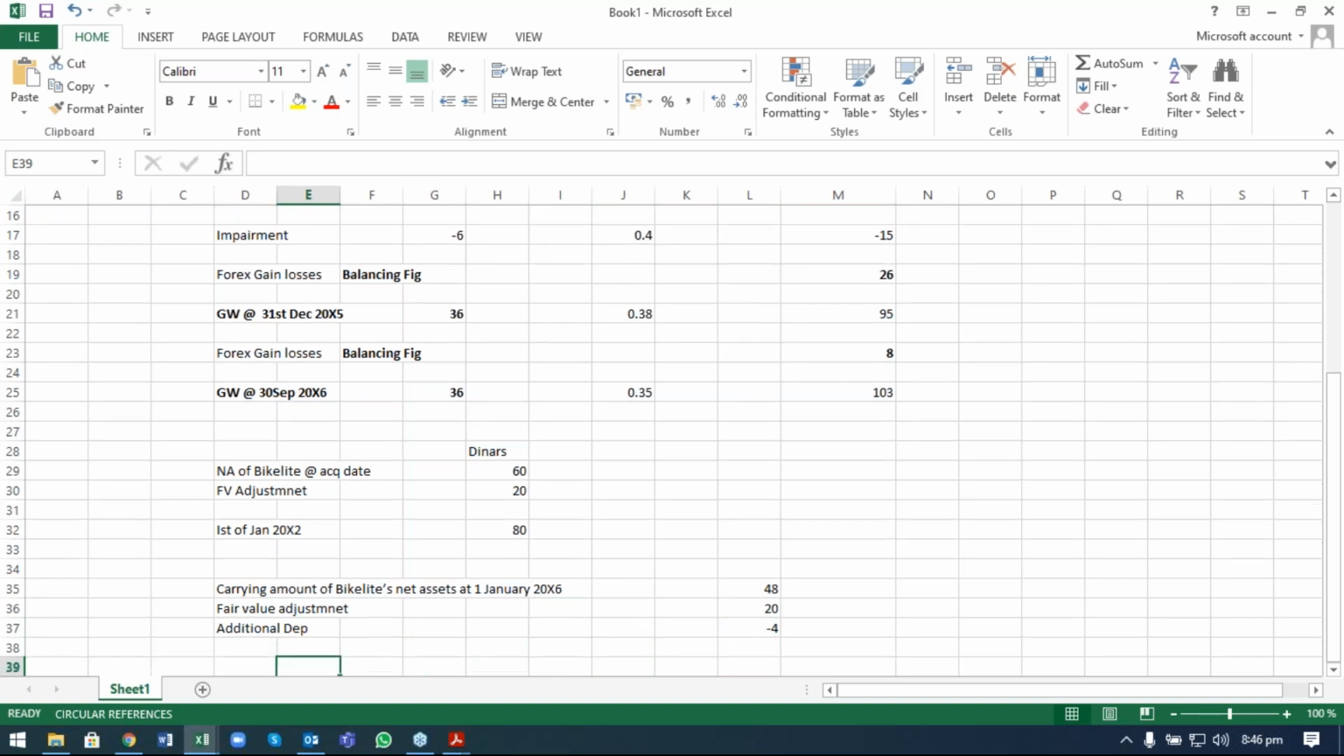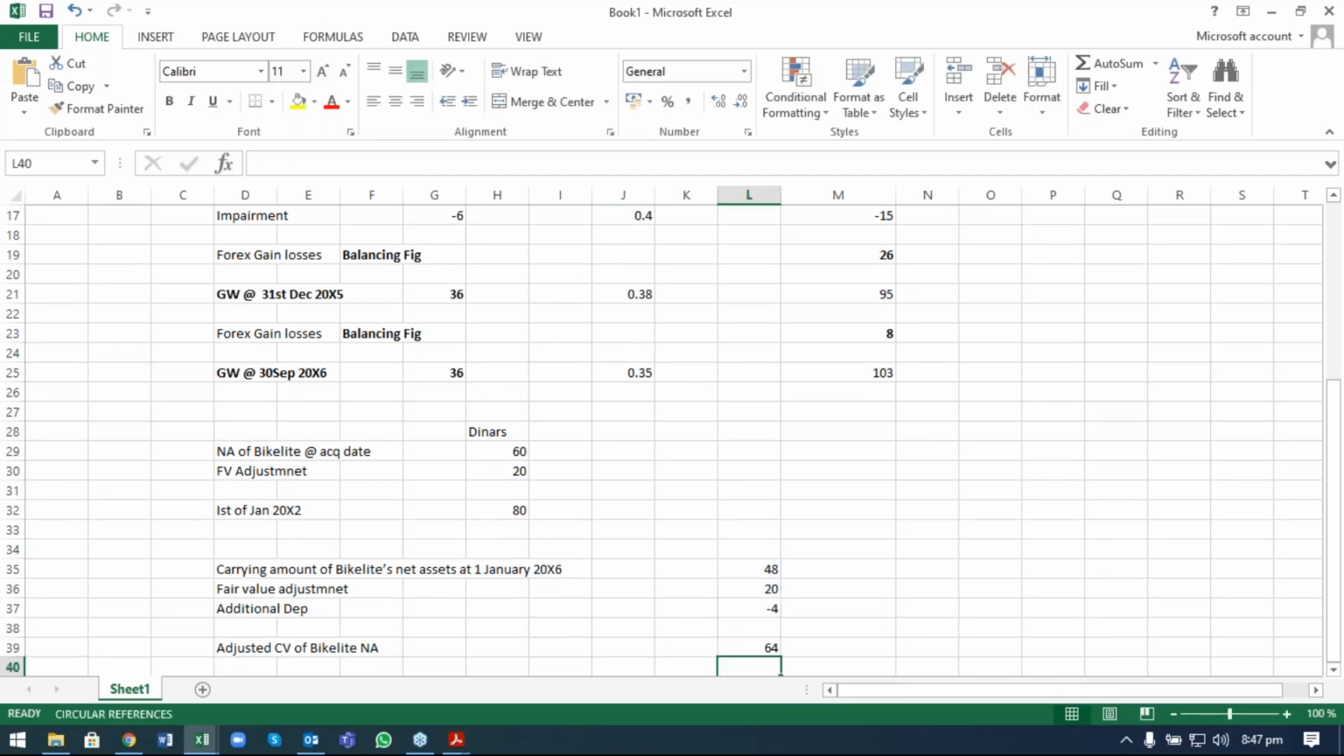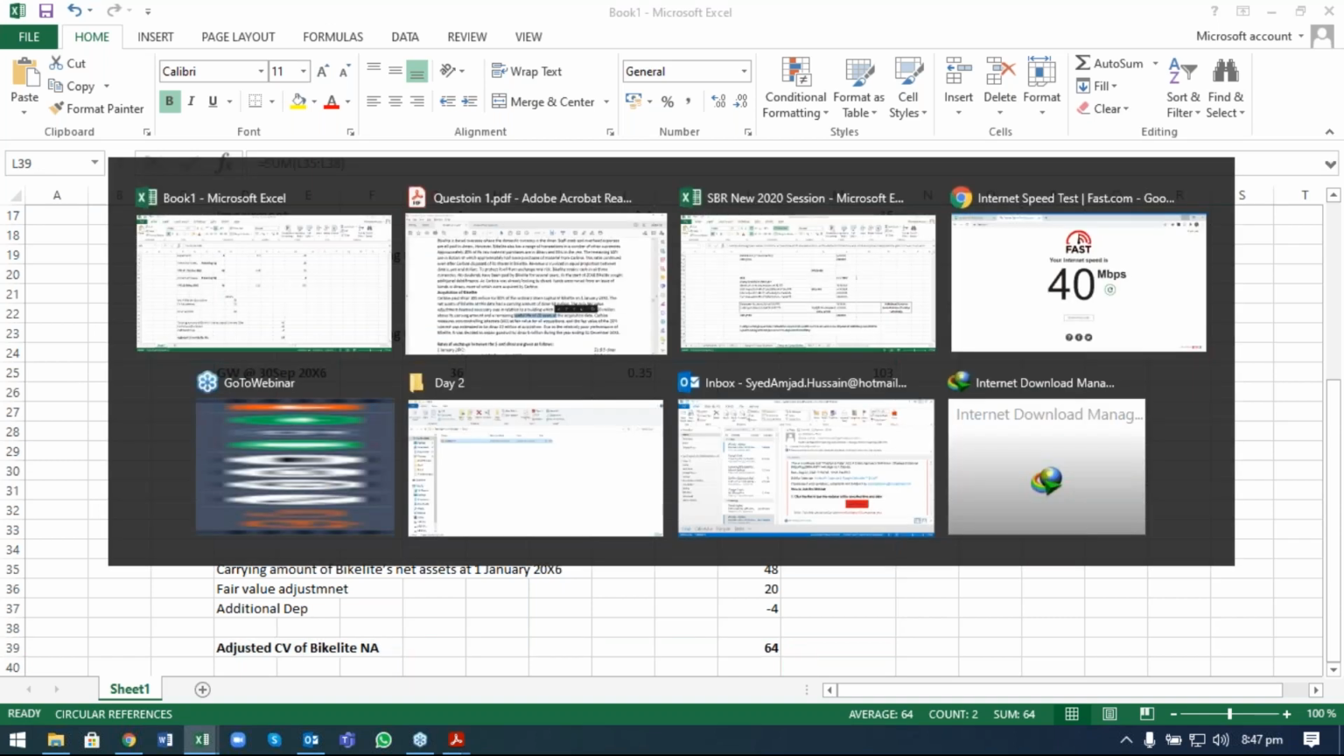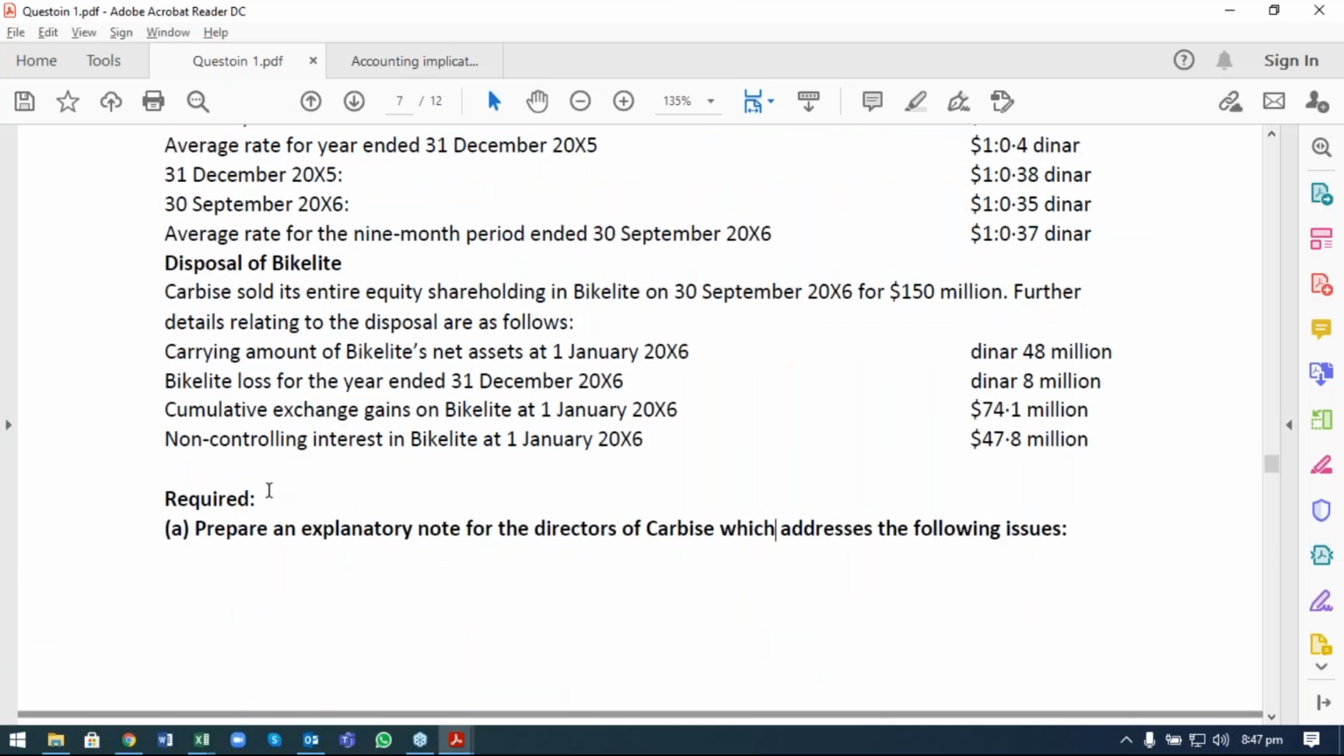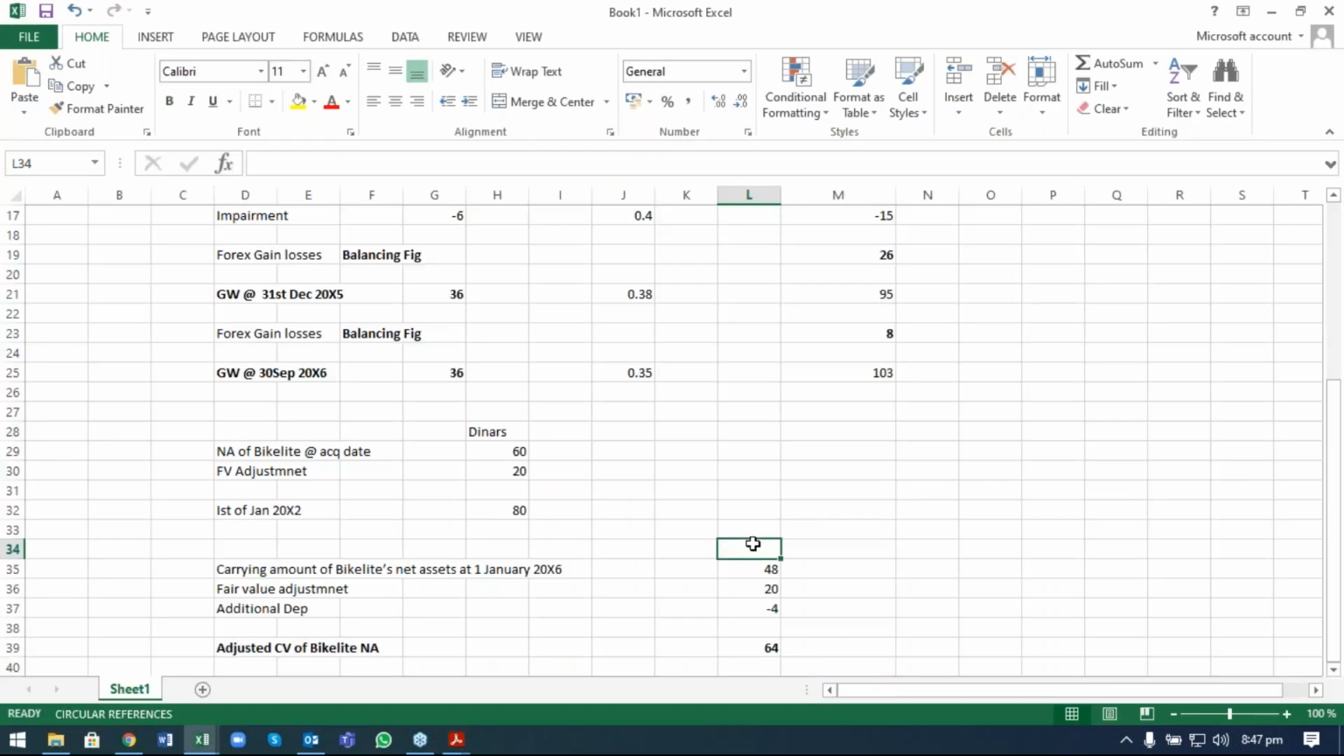So the adjusted carrying value of Bakelite net assets should be given as this total. You can sum it up, so it's 64 million. Is it clear? But this was mentioned in dinar. I believe we have this data available in dinar. You can see the carrying value of Bakelite net assets is 48 million dinars. So we have calculated all these values in dinar millions. Does anyone have any confusion up to this point?